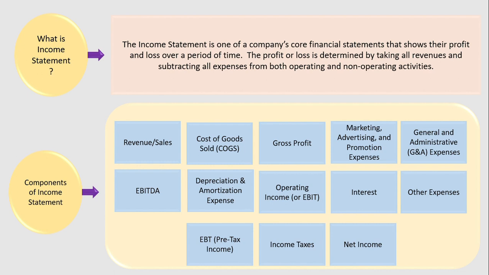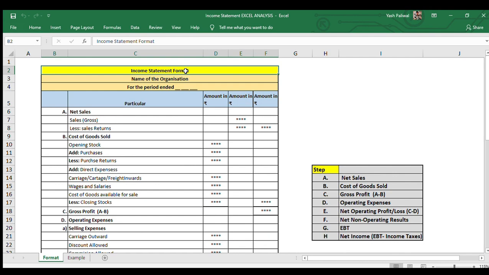Let's move ahead to understand the format of income statement. Friends, now I'm going to explain you the format of income statement. First important thing, mention the heading as the income statement. Below that, mention the name of the organization, and below that, mention the period for which you are preparing the income statement. Now comes the calculation part.